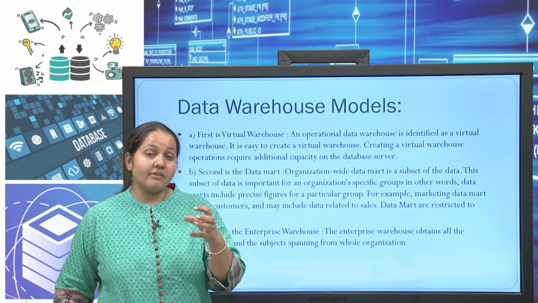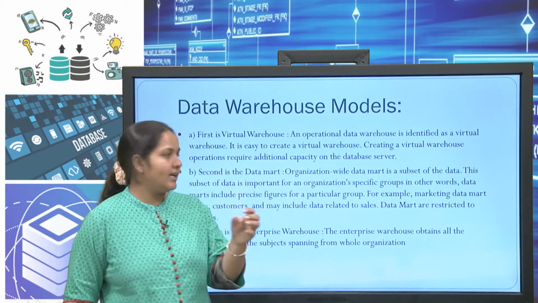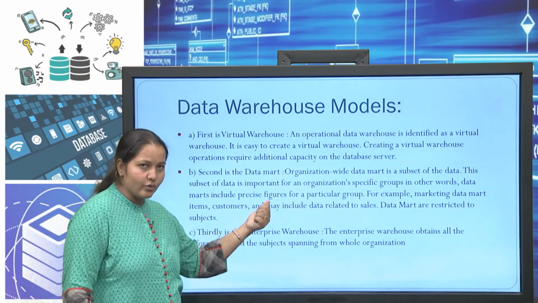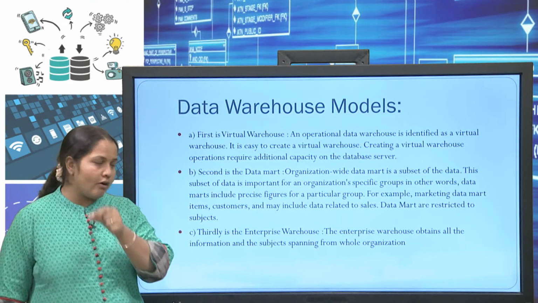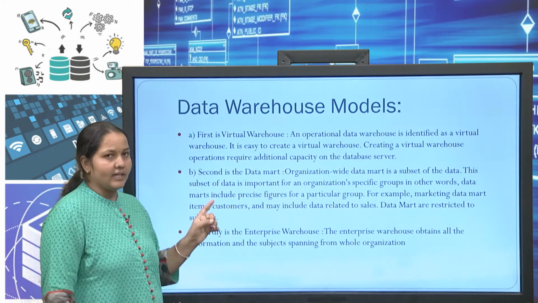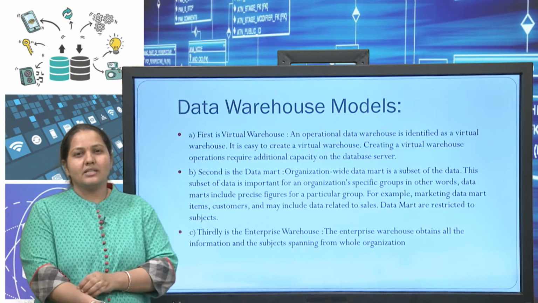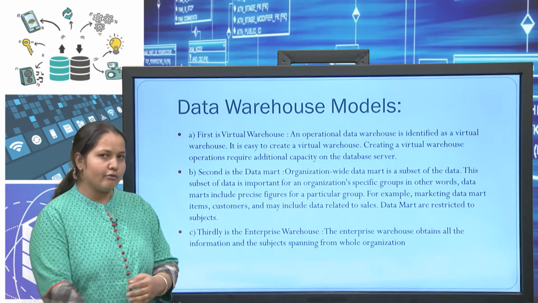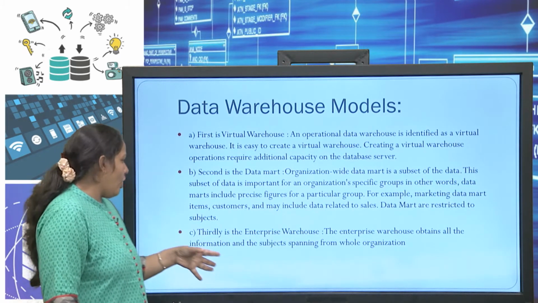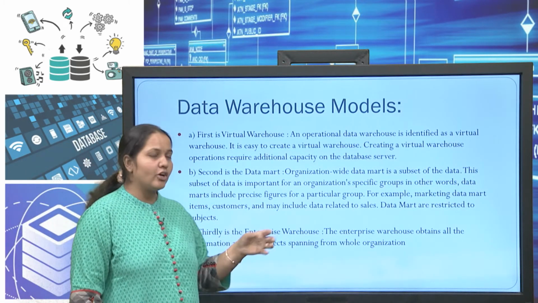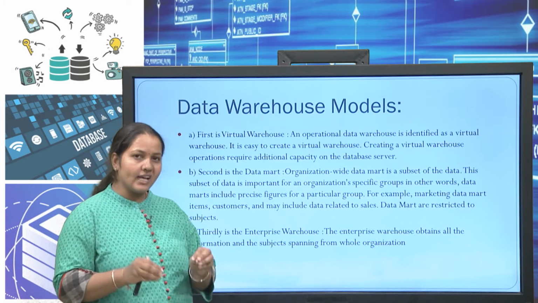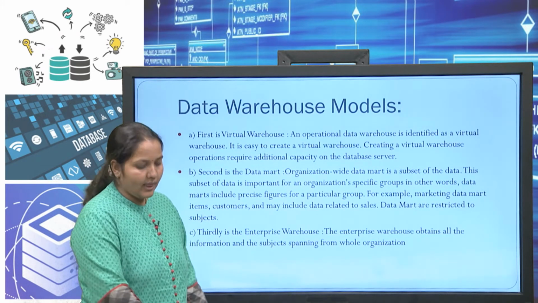So, a data mart is specific to the employees. This is the subject-oriented subset of your data that you can store within your data mart. These are specific in type, restricted to the subjects. So, these data marts make fetching of your data effective. Thirdly, the enterprise warehouse. This obtains all information and subjects spanning the whole, entire organization. Different subject information you are putting in a single place, then your enterprise warehouse is there.